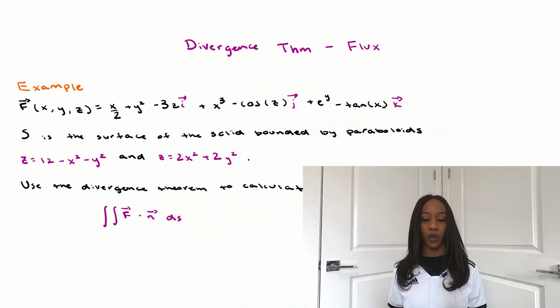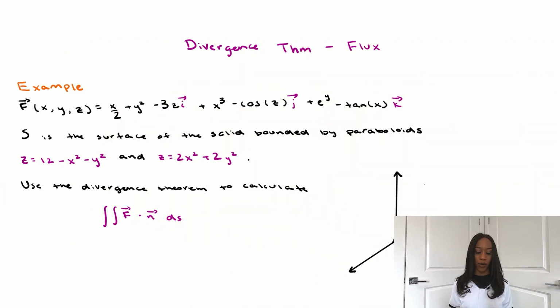I'm Coach T, and in this tutorial we'll be using the Divergence Theorem to calculate flux. Let's get started. In our example, we're given a field with a solid that's bounded by two paraboloids, and we're asked to use the Divergence Theorem to calculate the flux.